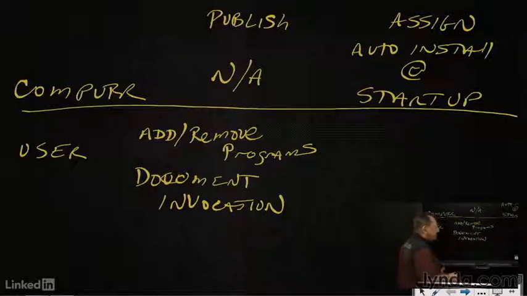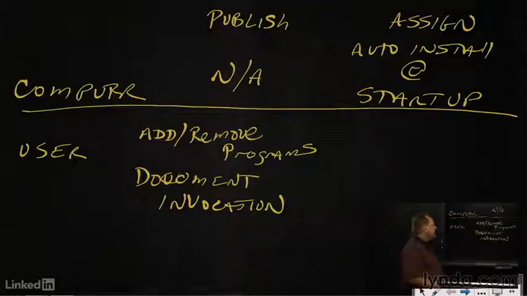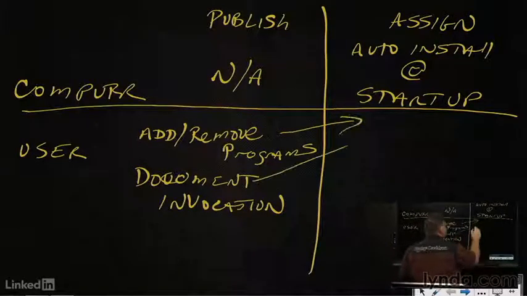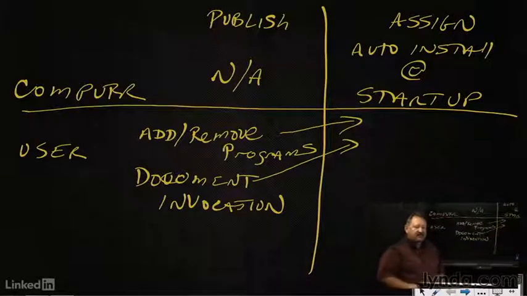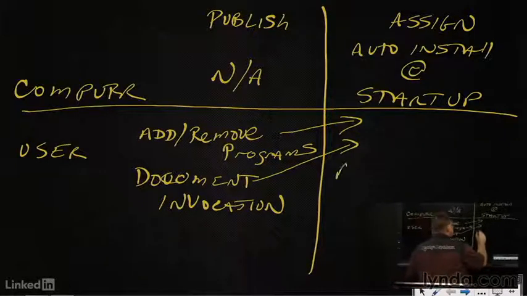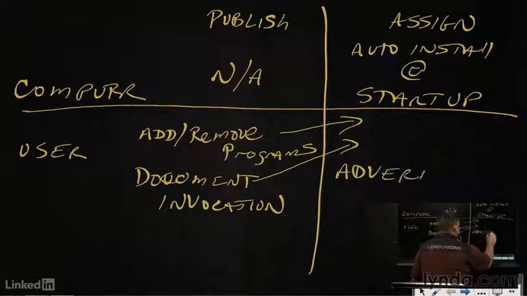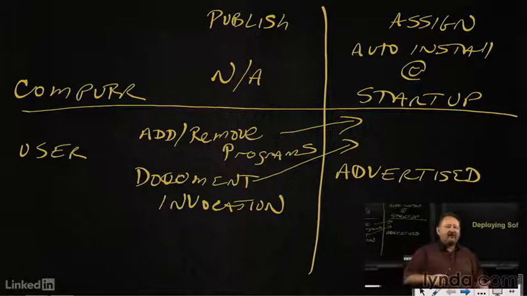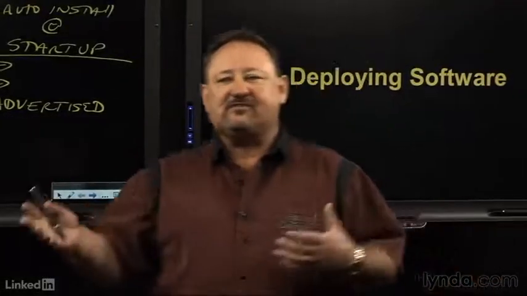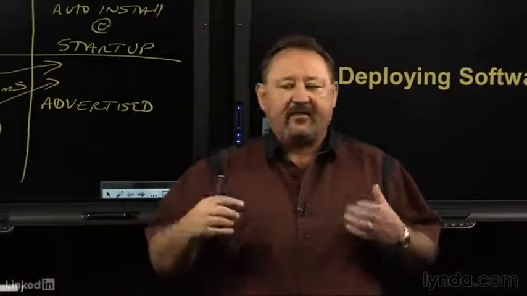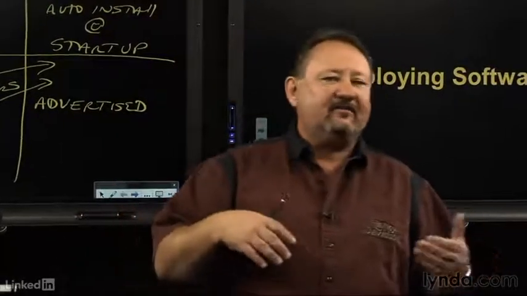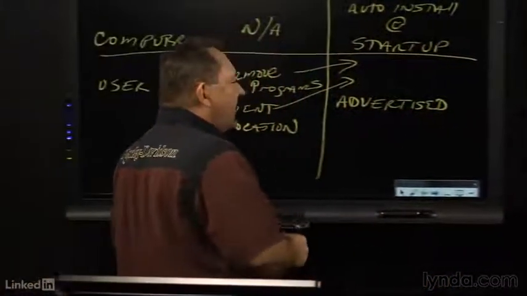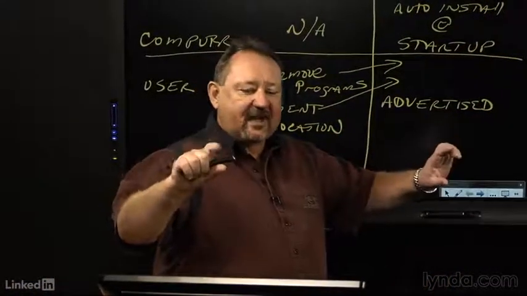So that's the way the software is deployed if I decide to publish. If I decide to assign the software, add/remove programs still works, document invocation still works. But what we also add is that it's advertised. It actually will show up in the user's start menu. And if I'm running something like Windows 8 that has the tiles, it'll show up in the tile menu. And then the first time the user clicks on that tile, it will invoke the installation of the application that's been deployed through Group Policies.